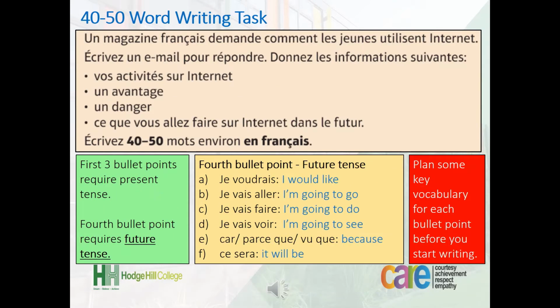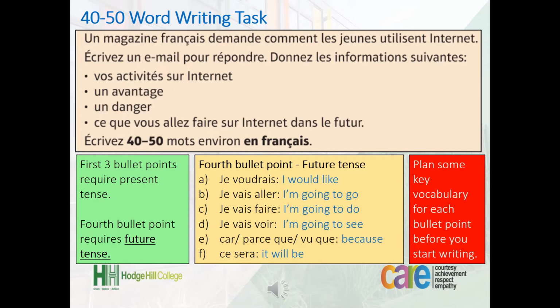Question 2 is a 40 to 50 word writing task. Now, as you can see by the example on the slide, there are 4 bullet points, and the first 3 bullet points will always require the present tense. So there'll be something quite small. In this example, your first bullet point is activities on the internet, the second one is an advantage, and the third one is danger.